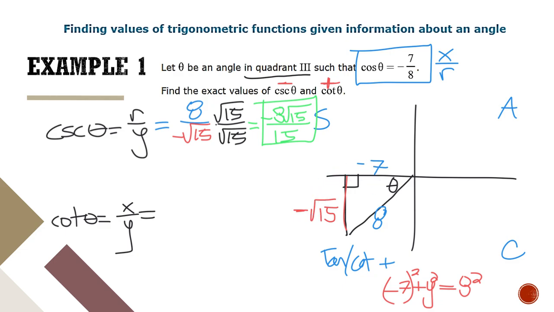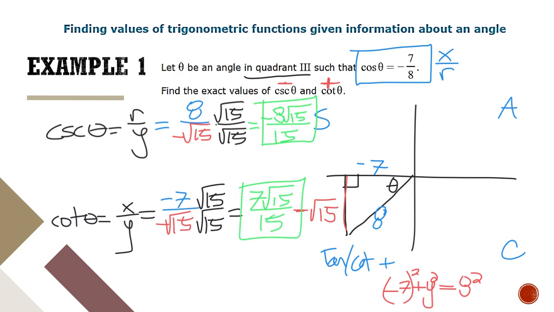So now we take the x value, which was negative 7, divided by the y value, which is negative square root of 15, which you have two negatives now, which turns it positive. And again, we're multiplying by square root of 15 over square root of 15 to give us, this is positive, 7 times the square root of 15 over 15 as that ratio there.